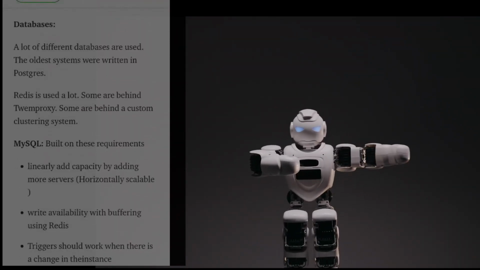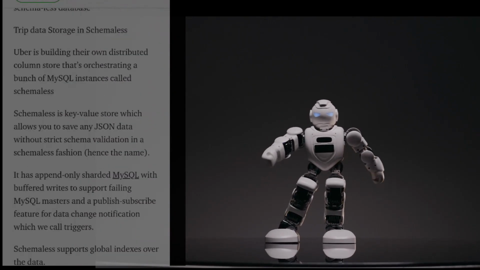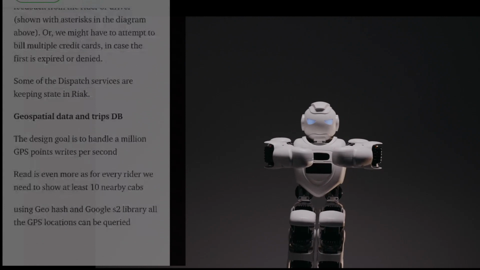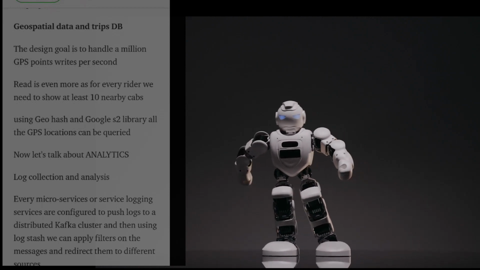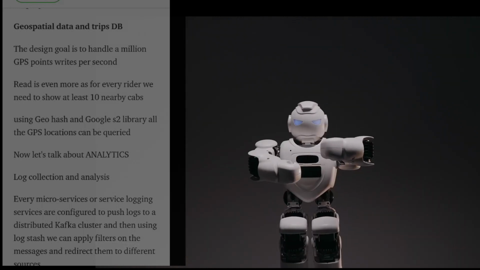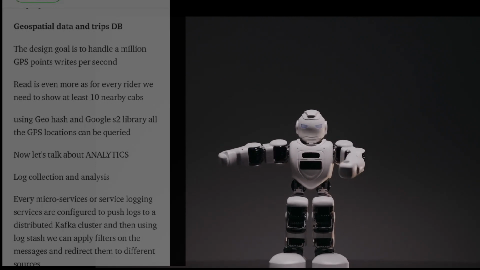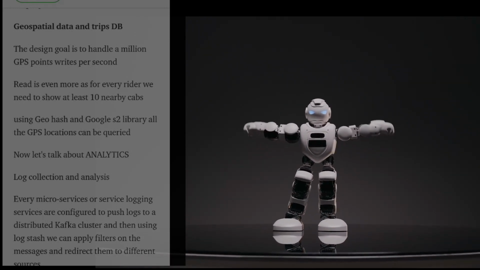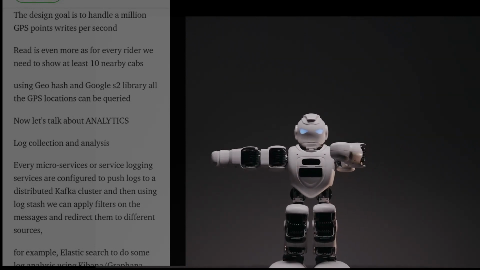The database used at Uber is MySQL and some Schemaless database. They want to write a million GPS points per second, and reads are even more, as they need to show at least 10 nearby cabs for every user. So they are using GIS and the Google S2 library.